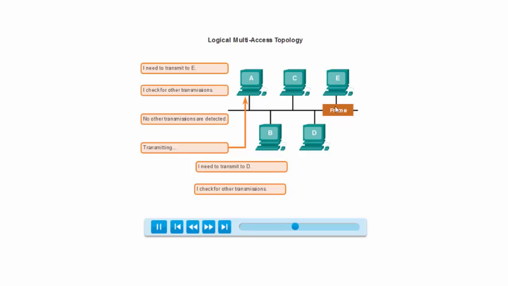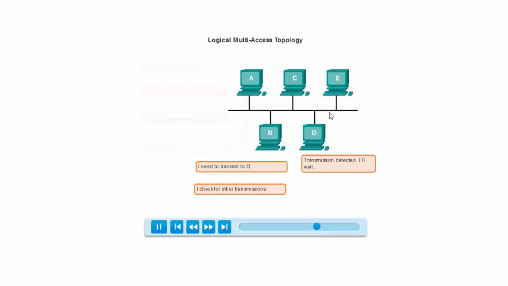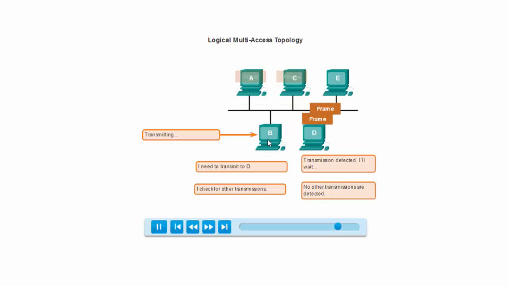But before E actually consumes the frame, node B wants to send something to node D. Node B, of course, will find the transmission line busy with the first frame, so it will abstain from sending anything. After E receives the frame successfully, node B will now detect that there is no transmission happening on the line, and then it starts to send.